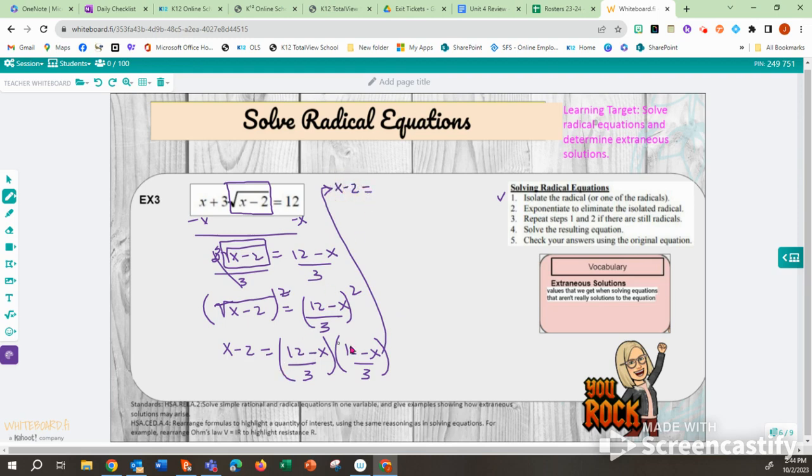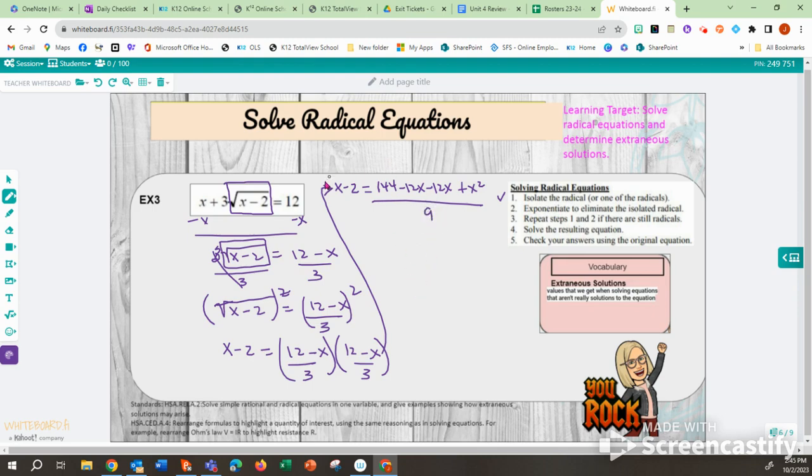We've got 12 times 12 is 144. 12 times negative x is negative 12x. Negative x times 12 is negative 12x. Negative x times negative x is positive x squared. And then don't forget your denominators. 3 times 3 is 9.